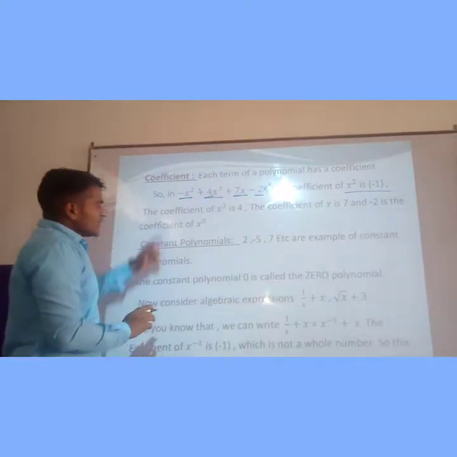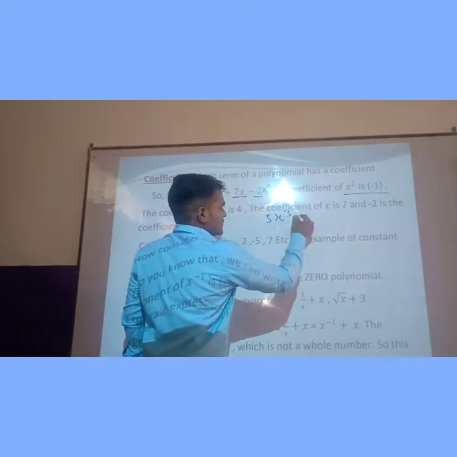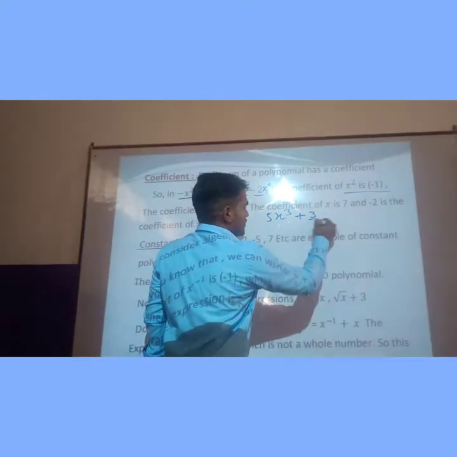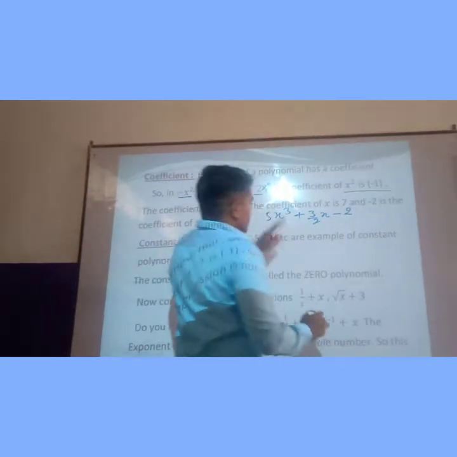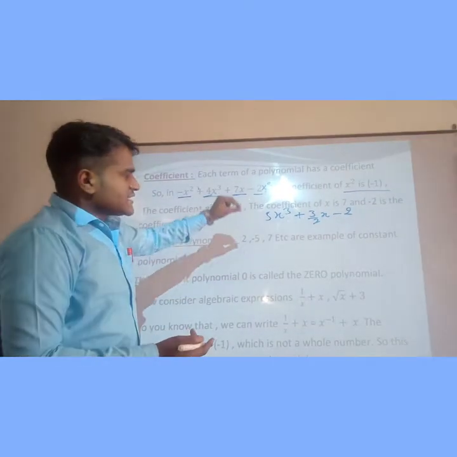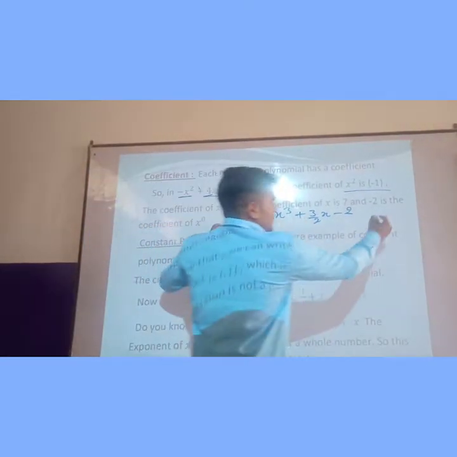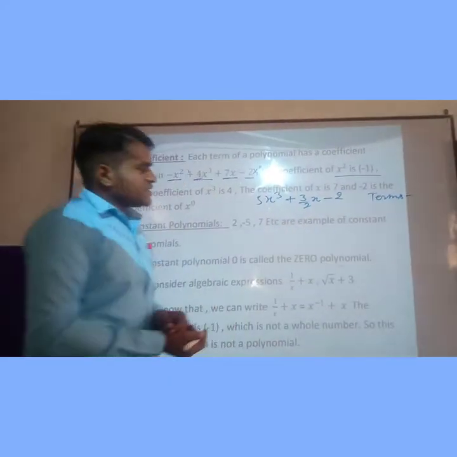Okay. Suppose we have to give an example: 5x^3 + (3/2)x - 2. The question is: write its terms and coefficients. First you have to write the terms. So how many terms are there, students?